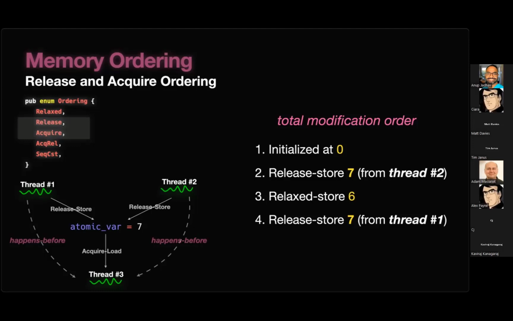If the total modification order of the atomic variable is what you see on the screen, it was initialized at 0 first, then release stores 7 from thread 2, then relaxed stores value 6, and then release stores 7 from thread 1. Then acquire loading a 7 would synchronize with either the release store from the second event or the release store from the last event. However, if we have previously seen the value 6, we know that we are seeing the last 7 and not the first one, meaning we now have a happens before relationship with thread 1 and not with thread 2.